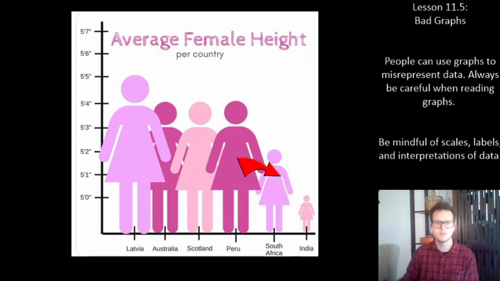This is just a ridiculous scale over here. To make this better, you'd have to start at 0 inches and work your way up, and then it would be a more realistic scale.